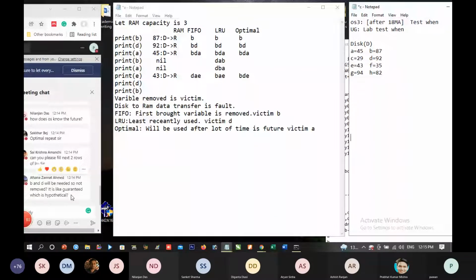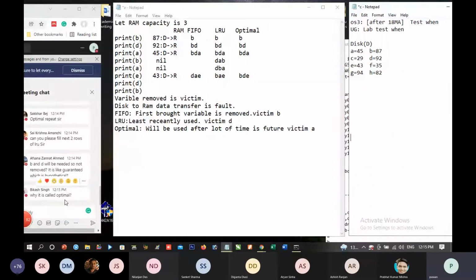It will give you guarantee best, but future is not known. That is why it is called optimal. Optimal basically means that it is guaranteed best. Is this clear to you?